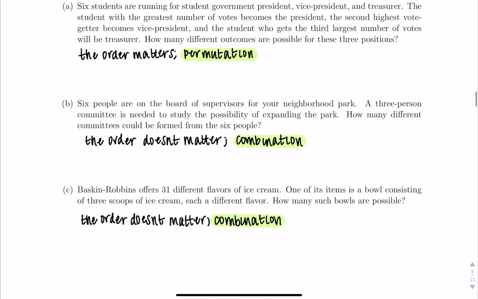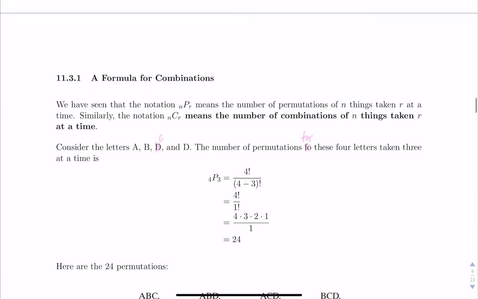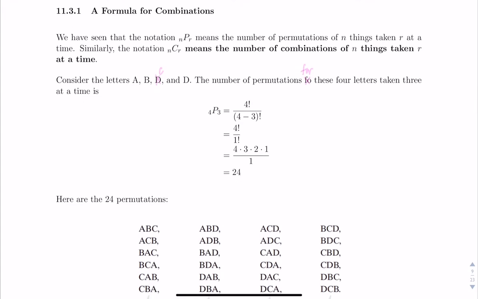So we've already seen the notation for a permutation, but we have something really similar for a combination. Instead of nPr, we have nCr. So let's consider the letters A, B, C, and D. The number of permutations for these 4 letters, taken 3 at a time, is 24 permutations. And you can see all 24 permutations below.